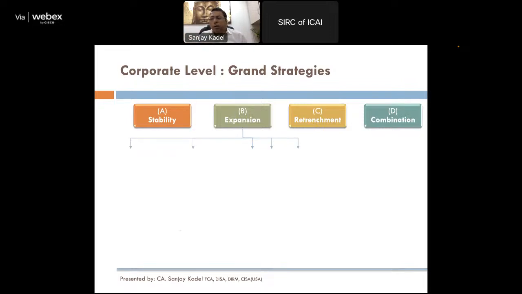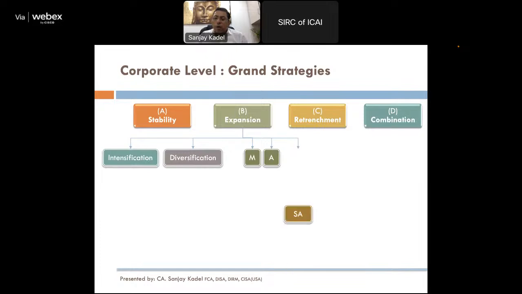Expansion again are of different types. Expansion strategy can be in the form of intensification strategy, or it can be diversification strategy, or it can be mergers, it can be acquisitions, or it can be strategic alliance. So intensification, diversification, mergers, acquisitions, and strategic alliance.